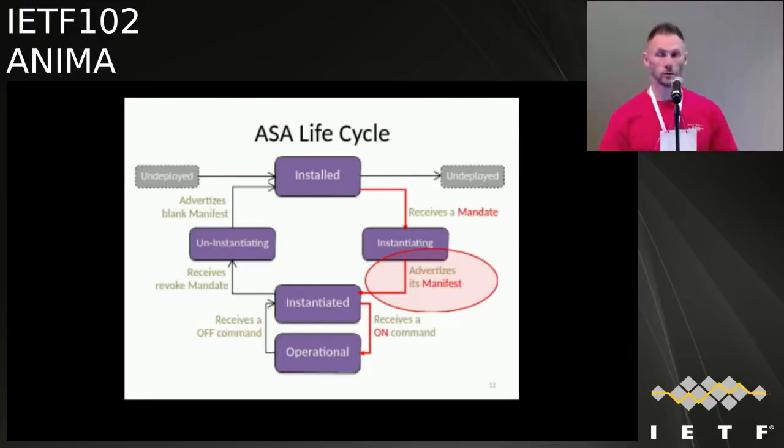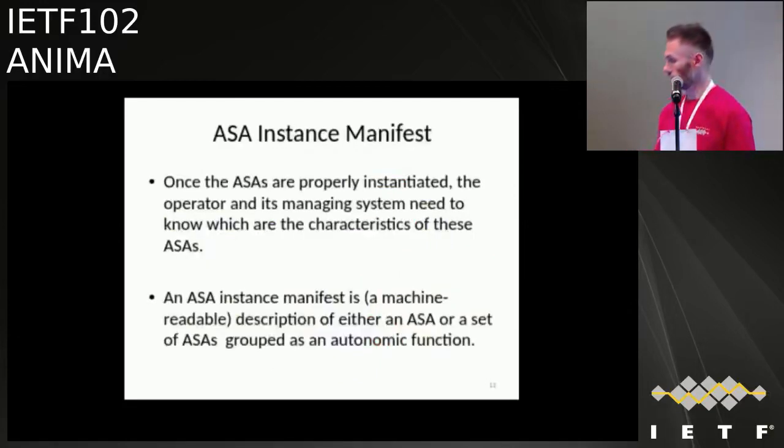So now you reach the states where you are instantiating the different autonomic functions over the network, and you can have the autonomic functions, when they are deployed, feed back to the NOC or to the operator or to the management system the actual configuration when they have been deployed. So this is the manifest. Next slide. So this is the instance manifest.